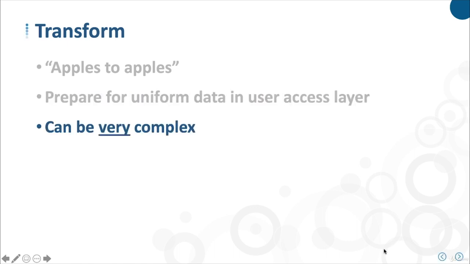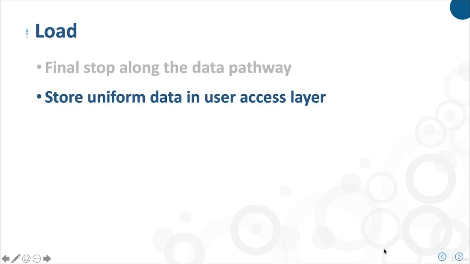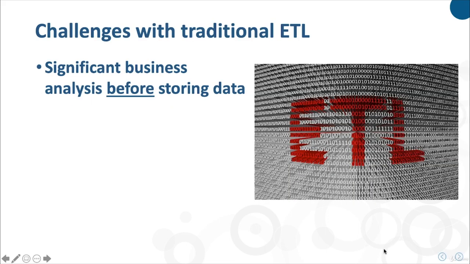Transformation can be very complex, and later on in this section, we'll look at some of the different transformations that you almost certainly will be doing for data warehousing. And once we're done with the transformations, we're ready to load it into the user access layer. So this is the final stop along this data pathway. And the whole idea is we've prepared uniform data. Now we're going to store it and make it available as soon as we're done for business intelligence and analytics.